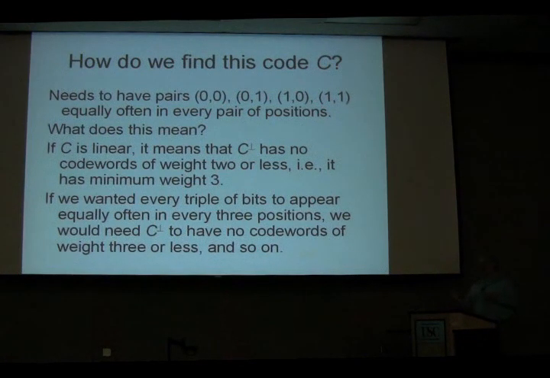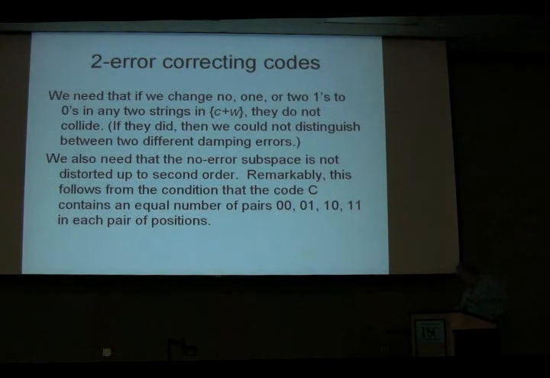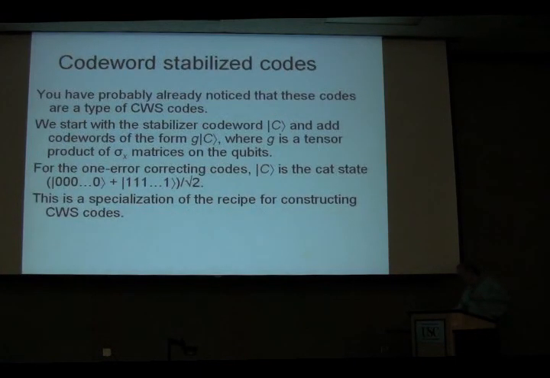So this is looking an awful lot like CSS codes. You want a minimum weight high code C, and then you want to find as many C plus W's as you can which have this condition that they don't collide. So, yeah, I said this before, these are code word stabilized codes. You start with a stabilizer code word C, and then you add as many code words as you can in the form GC, where G is a tensor product of sigma X's. And for the case of one error correcting codes that Wheat and Lang discovered, C is just the cat state, all zeros plus all ones.